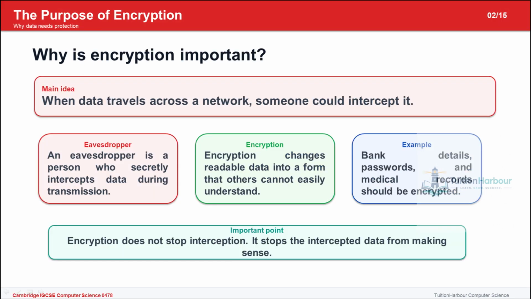Encryption is important because data can be intercepted while it is traveling across a network. A person who secretly intercepts data is called an eavesdropper. Encryption changes readable data into an unreadable form. This is useful for protecting sensitive information such as bank details, passwords, and medical records. Encryption does not stop interception, but it stops the intercepted data from making sense.